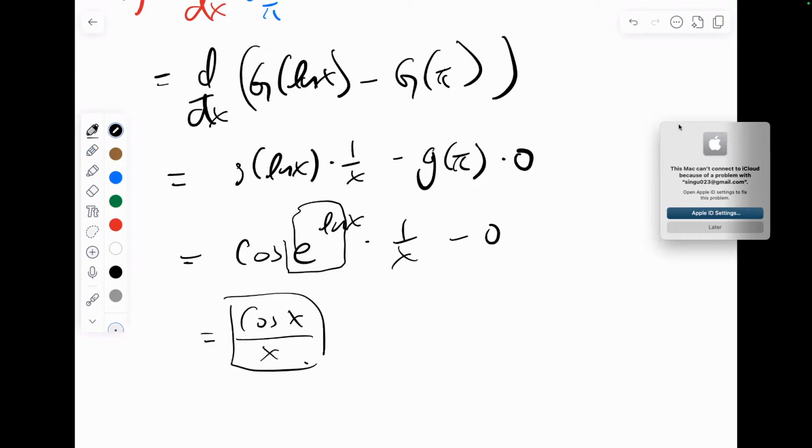This is a beautiful answer. E to the ln is going to cancel out, so it's going to be cosine of x. And g of pi times 0, anything times 0 goes away, because the derivative of pi, last time people thought the derivative of pi was pi, but the derivative of pi is 0. And that's a very good question, by the way.